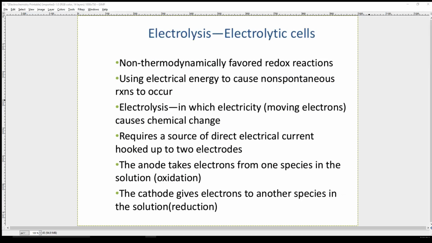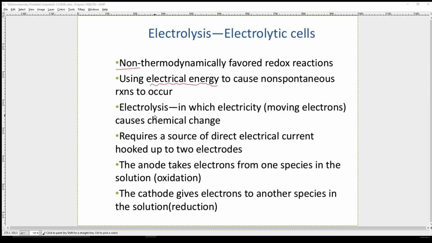Okay, let's move on to something completely different. Let's talk about electrolysis or electrolytic cells. So voltaic cells are the ones that happen automatically. Galvanic, voltaic, whatever, they happen automatically. Electrolytic cells do not happen automatically. They are non-thermodynamically favored. And they force these reactions to happen by sending electrical energy through the cells.